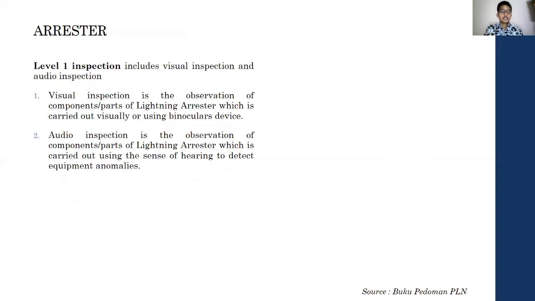Level 1 inspection. Level 1 inspection includes visual inspection and audio inspection. Visual inspection is the observation of components or parts of a lightning arrestor, which is carried out visually or using a binocular device. And number 2 is audio inspection, which is the observation of components or parts of a lightning arrestor, carried out using the sense of hearing to detect equipment anomalies.